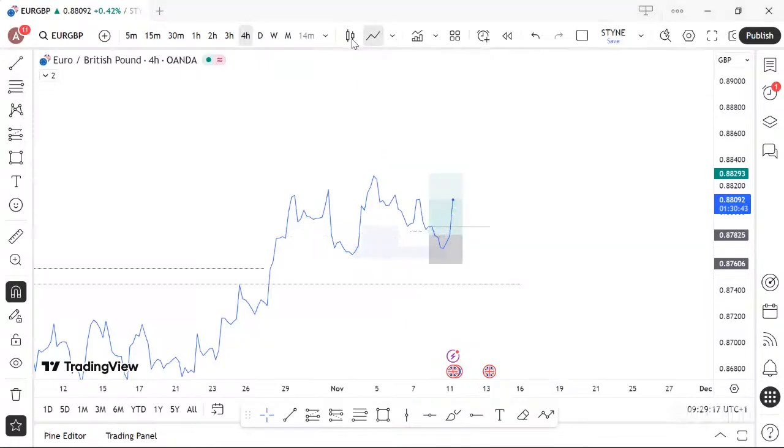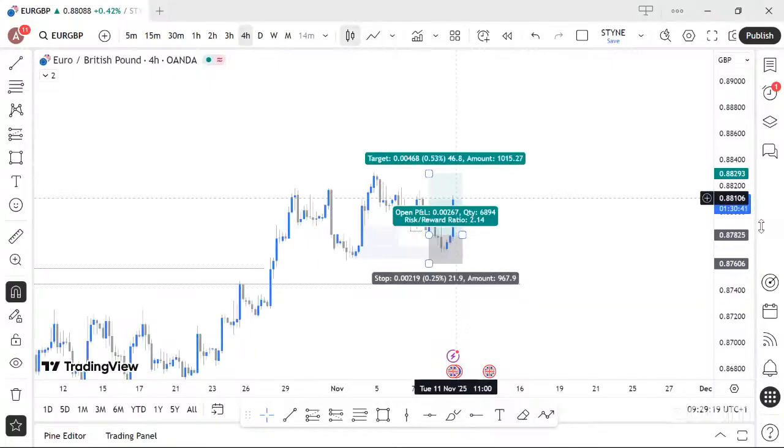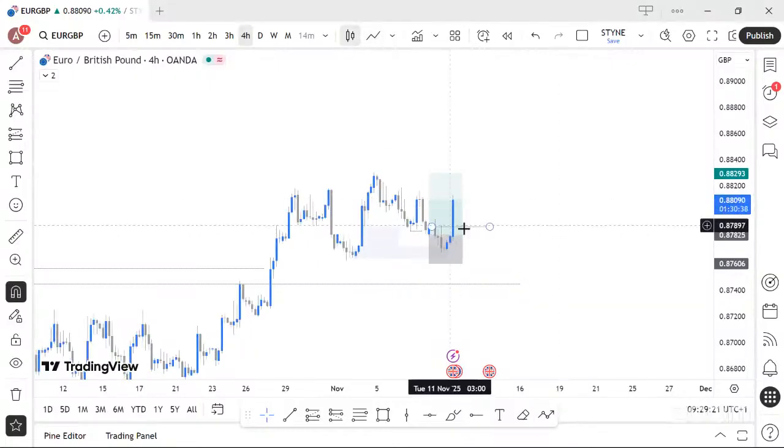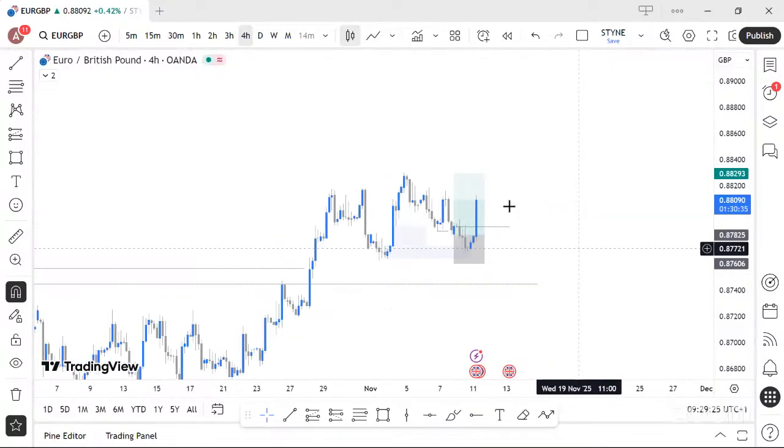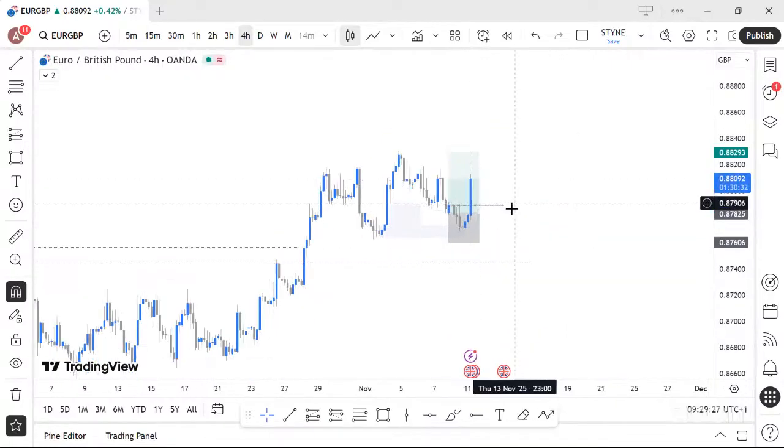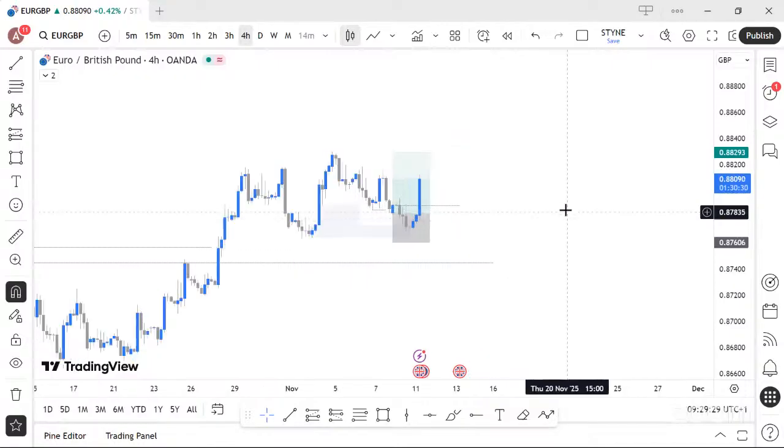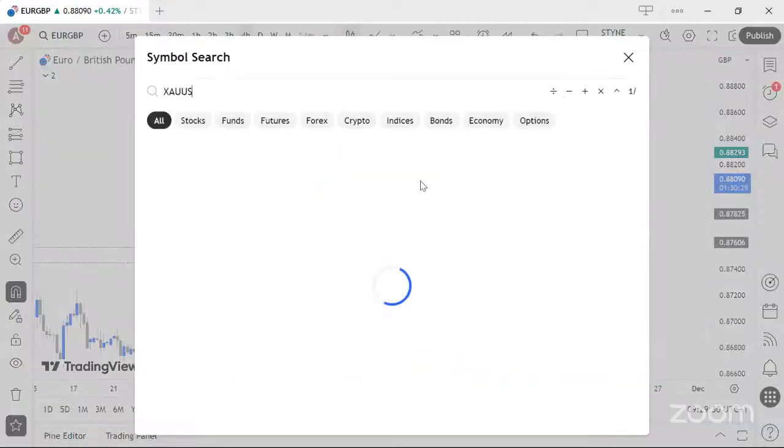Okay, so upon closure of this H4 candle, that's in 1 hour 30 minutes, this becomes active for a new trade. I'm not going to call it out. You can just do that. Use your discretion for that trade. Okay, so let's go to gold.